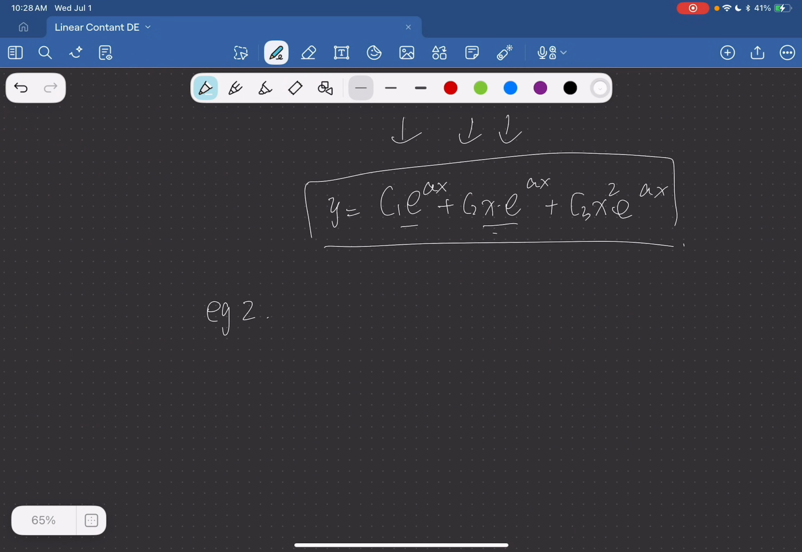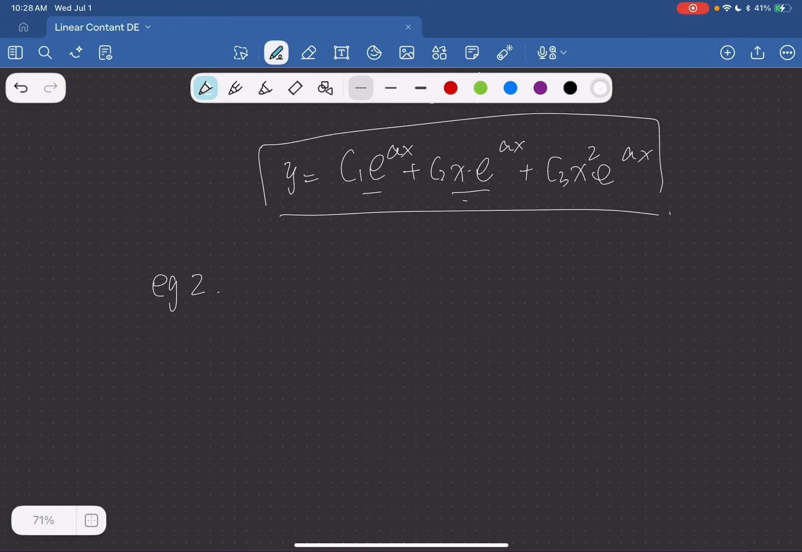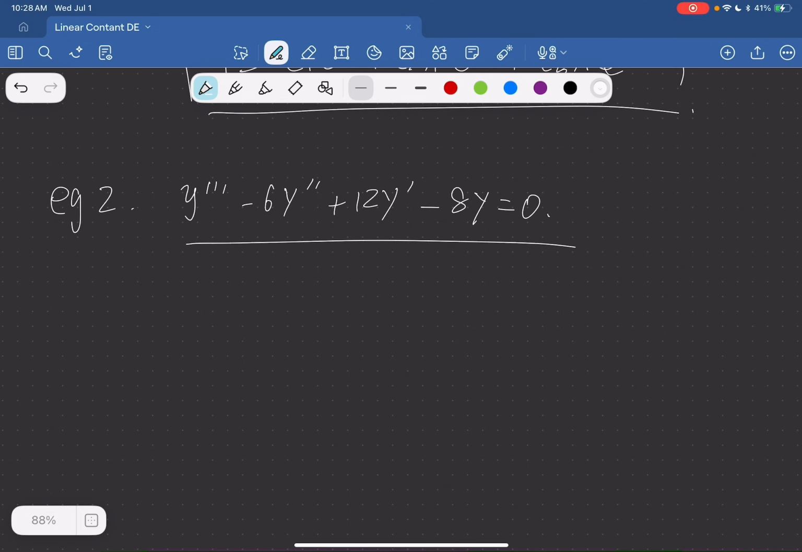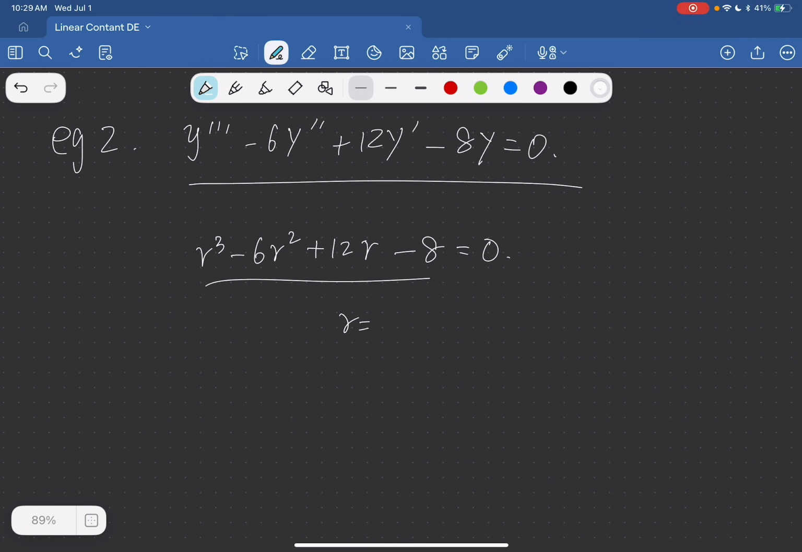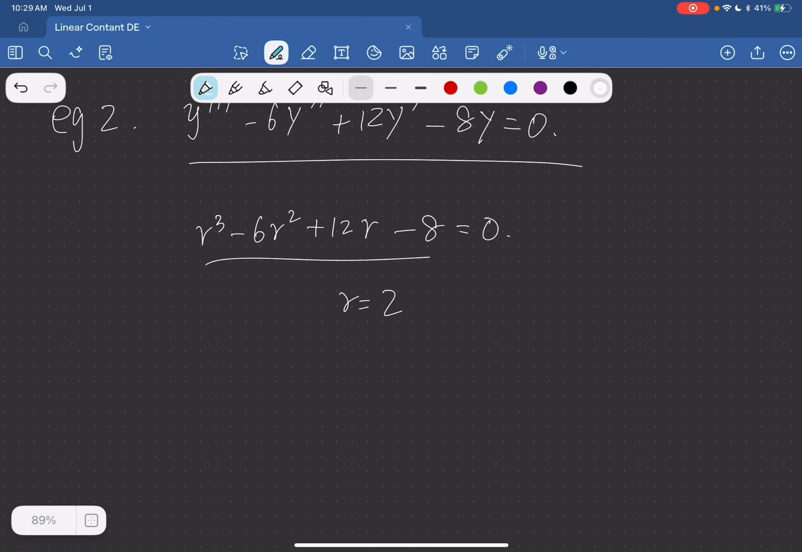Let's take a look at another example. All right, so now we can see this equation. Again, we first write out the characteristic equation for this. And then, again, we can try some common numbers. For example, r equals 2. So it's 2 to the third power, 6 times 2 squared, plus 12 times 2 minus 8 equals 0.